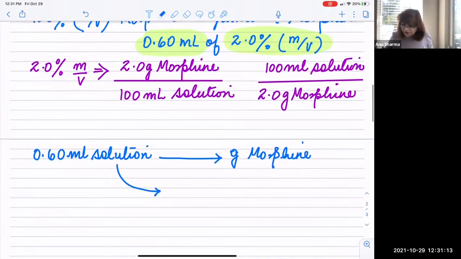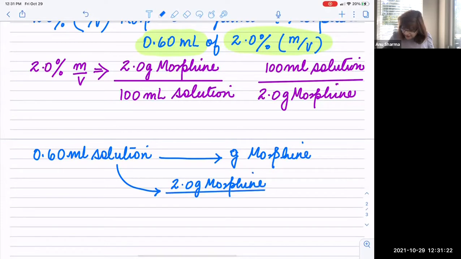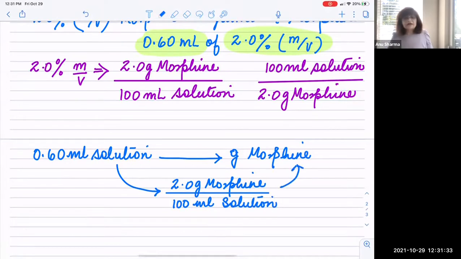So which conversion factor will you use? The one that is 2.0 grams of morphine, because we need to find the morphine. So this stays in the numerator, and the denominator is the 100 milliliters of solution. Okay, and that gives you the grams of morphine.